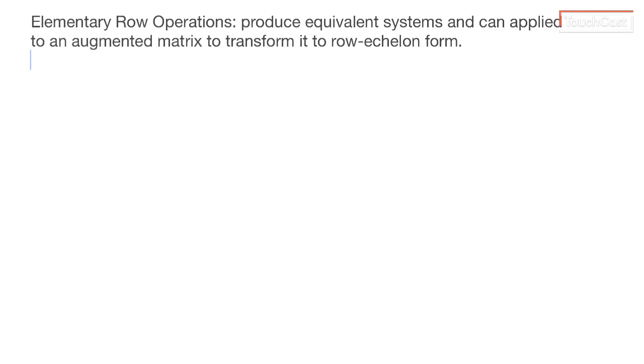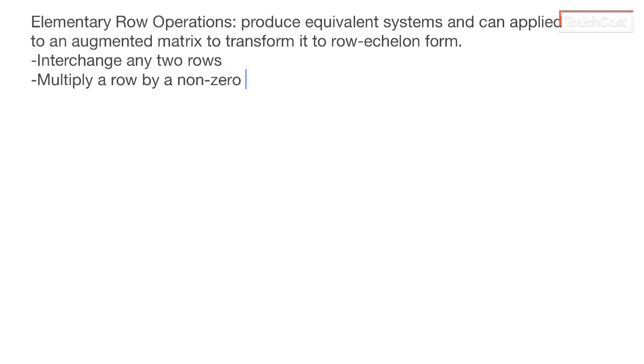And those operations are to interchange any two rows. We can do that. We can multiply a row by a non-zero constant. We can also add a multiple of one row to another.